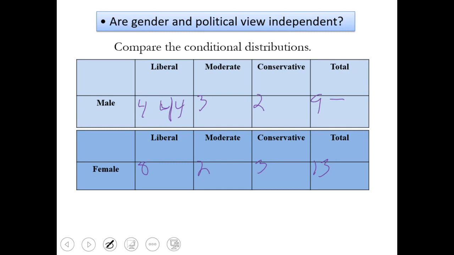3 divided by 9 is 33%. 2 divided by 9 is 22%. Now I do it for the females. 8 divided by 13 is 62%. 2 divided by 13 is 15%. And 3 divided by 13 is 23%.